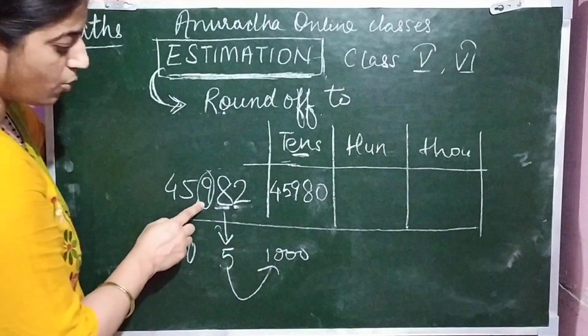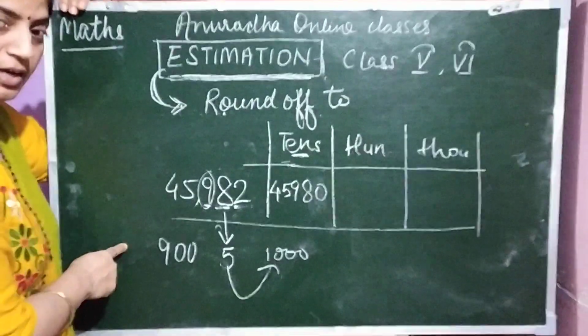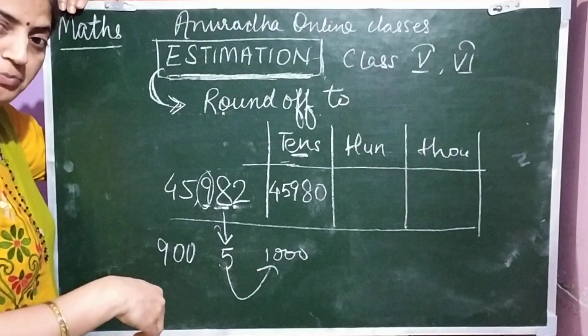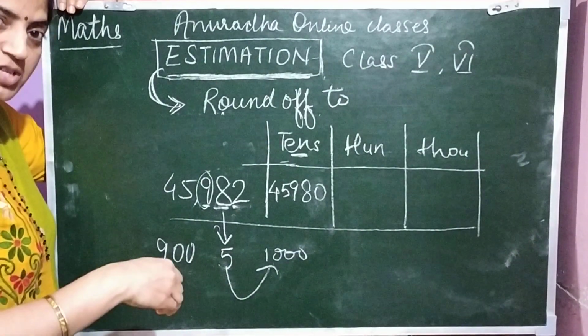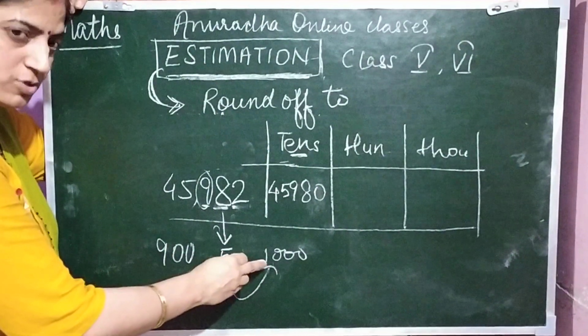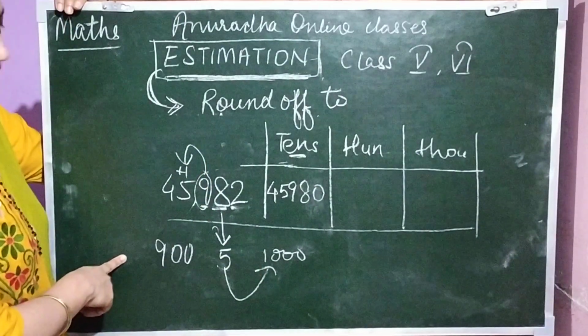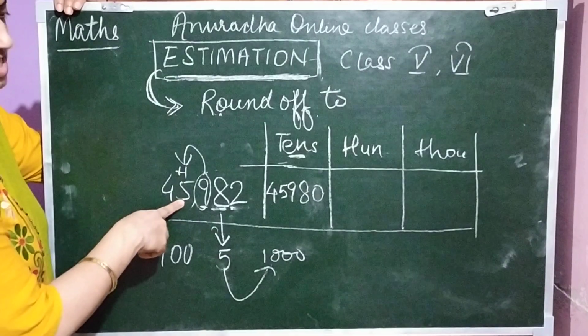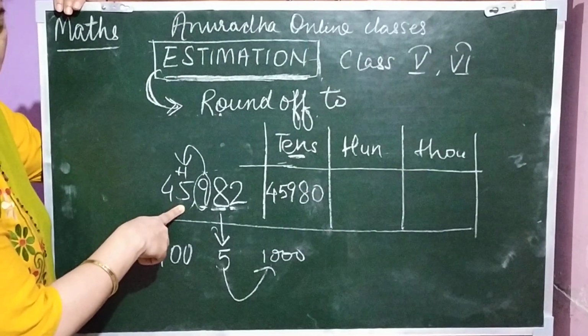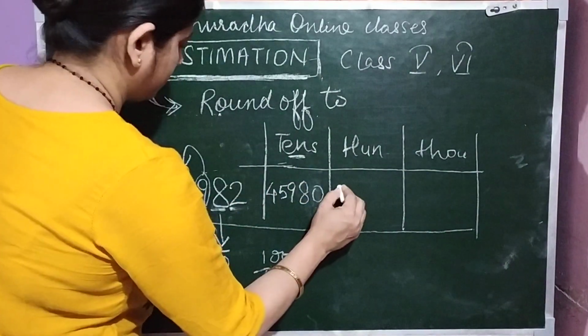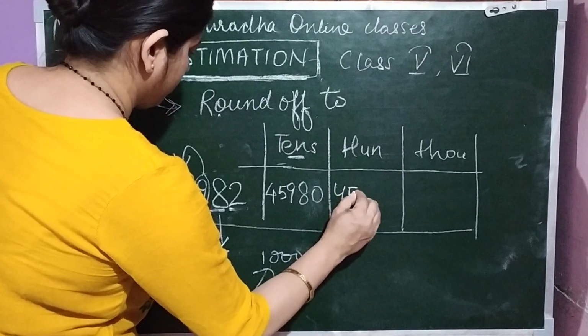So now here it is written what? 9. After 9 what will come? 1000 will come, means 900, 1000. This will be 1000, means here we add 1. It will be what? 46,000. Clear? Now let us do 4, 5.